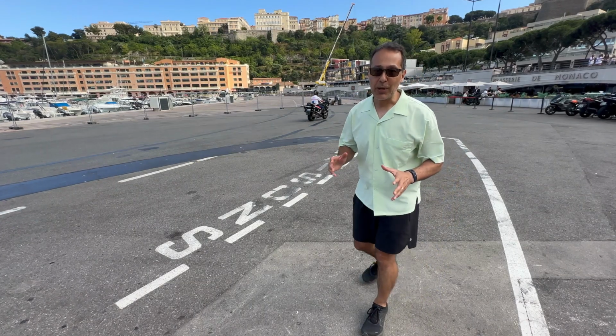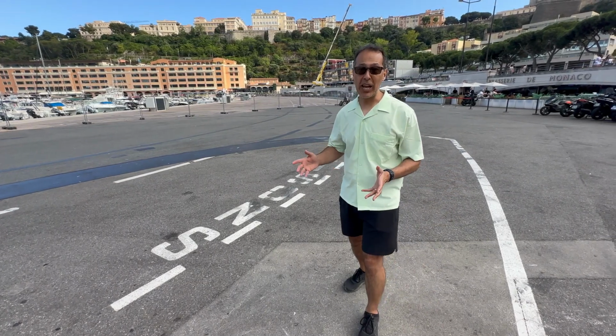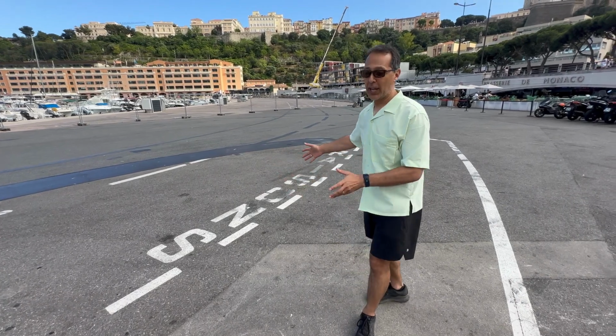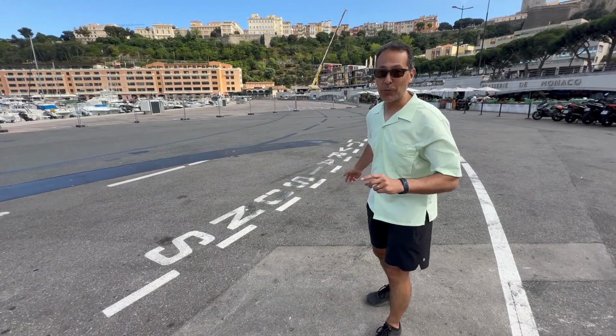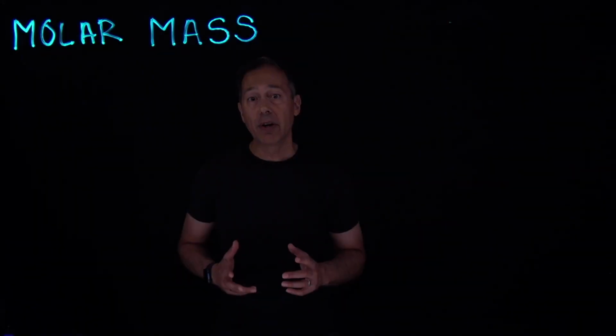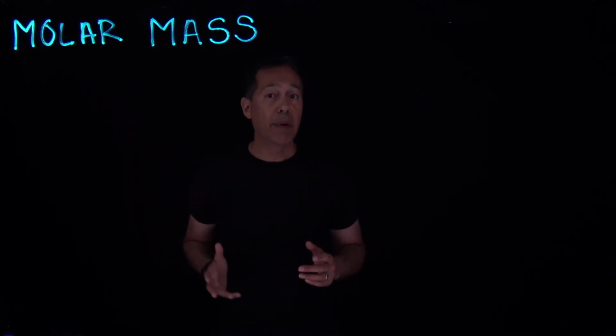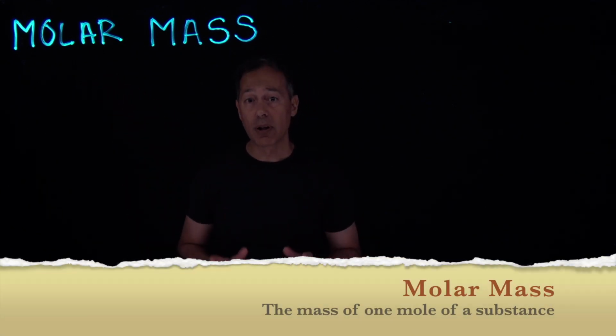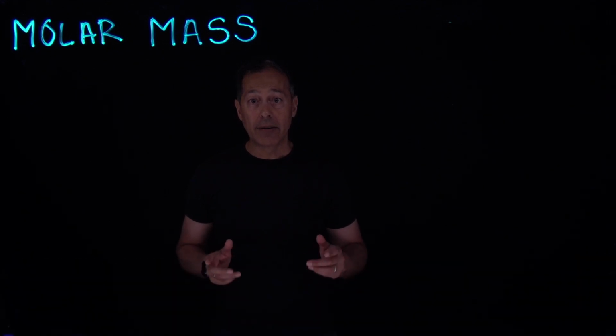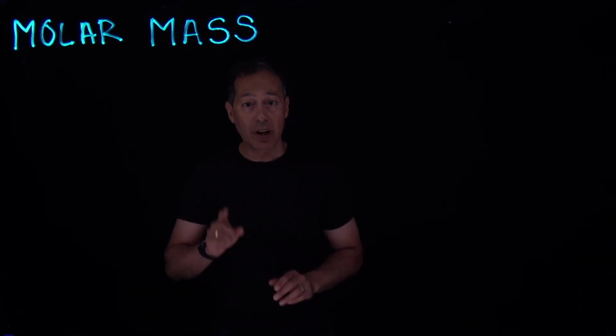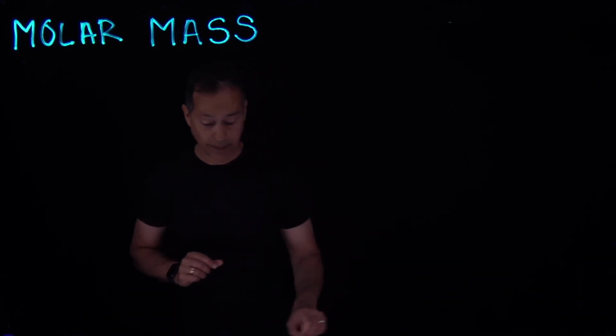So one of the things that Monaco is famous for is the Grand Prix. I'm standing right now at what would be the pit stop during that race. In this video, we'll take a look at how to calculate the molar mass. And the molar mass is the mass of 1 mole of a substance. And for this video, we'll use the example of tetraethyl lead.